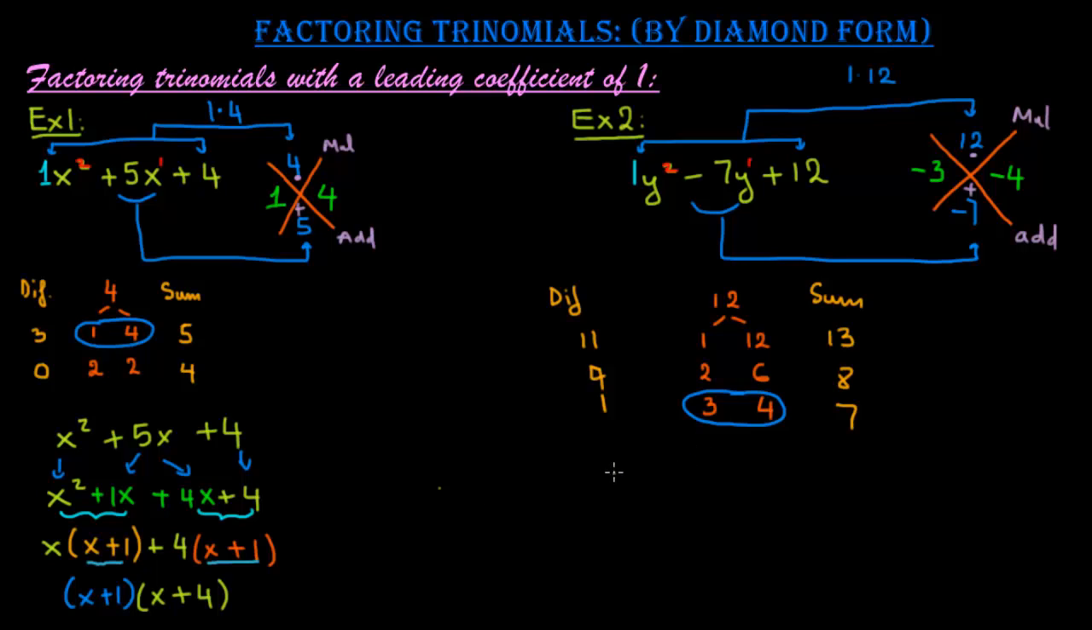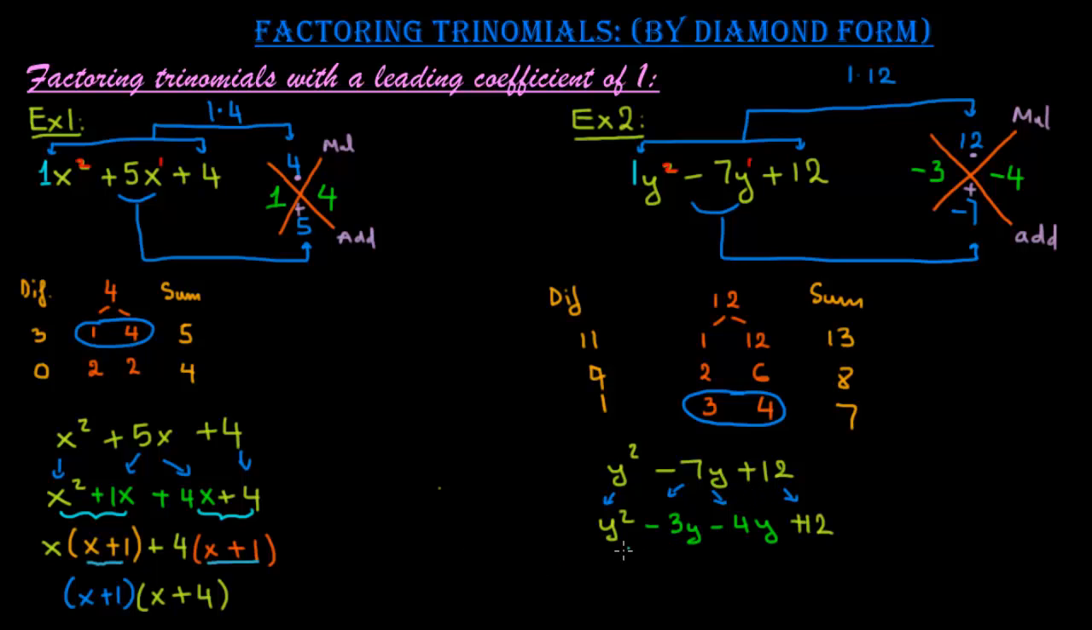Now the next step is, first of all, rewrite the problem: y squared minus 7y plus 12. The next step is to bring down the first and last term, and break the middle term into the two numbers we found in the diamond form. So we have y squared, and bring down positive 12. The middle term will be replaced by negative 3y and negative 4y. As we see, negative 3y plus negative 4y gives me negative 7y, so nothing changed.